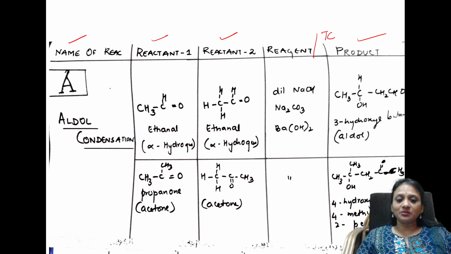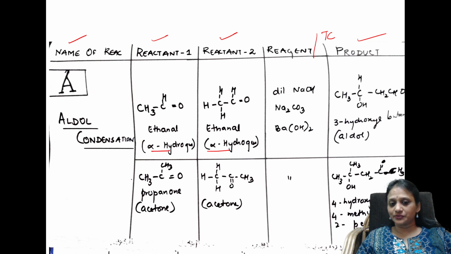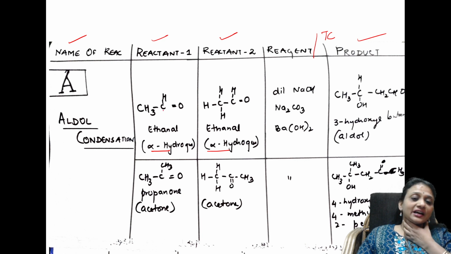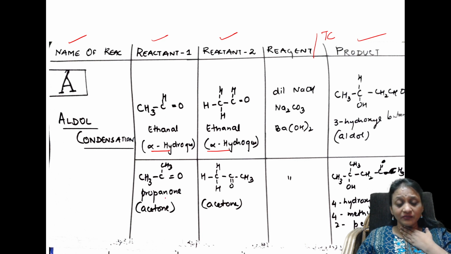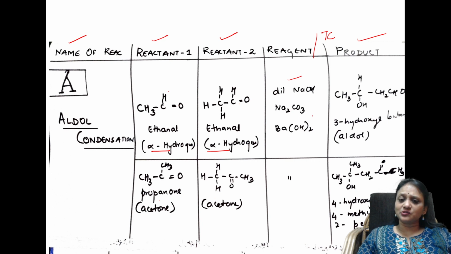So when you speak about aldol, we very well know that only compounds having alpha hydrogen will undergo aldol condensation. So what are the possibilities? I have given you both possibilities. One is ethanol, one is acetone. So here 2 molecules of ethanol are combining, 2 molecules of acetone are combining. What is important, students? It's going to occur in the presence of a dilute base. So it can be sodium carbonate also, it can be barium hydroxide also.